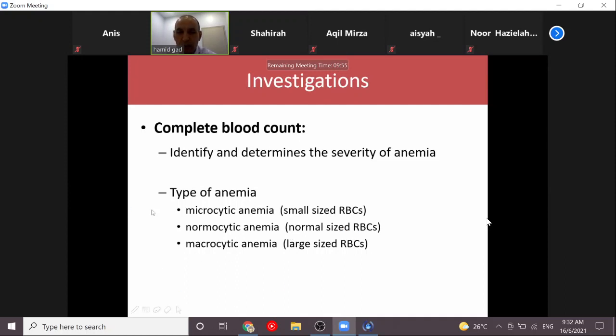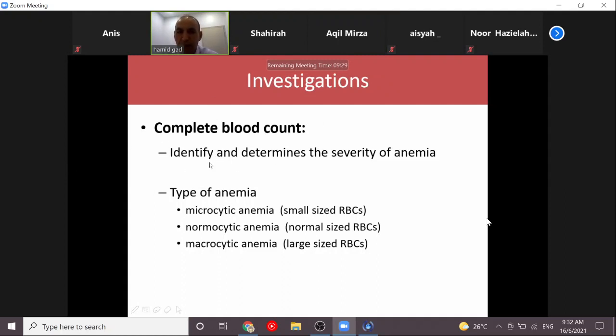I will ask you, what are the parameters in the CBC which can determine the size of red blood cell? How do we know this red blood cell is normal in size or smaller in size or larger in size? Compared with white blood cell? No, from the CBC. We are still under complete blood count.